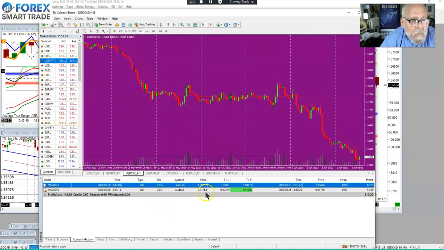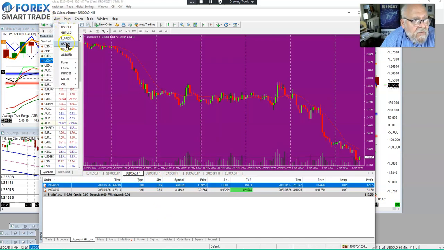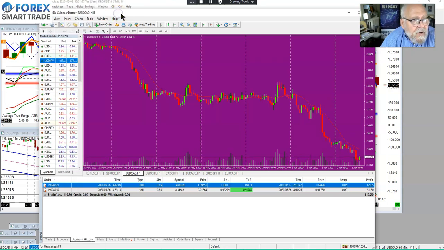If I didn't have it opened already on the tabs below here, I would just go to File, New Chart, and I'd find USD Canadian. If it wasn't in, and here it is up in the top group here. If it wasn't up here, I'd look in this group, and if it wasn't in this group, I'd look in this group. But it's up here.